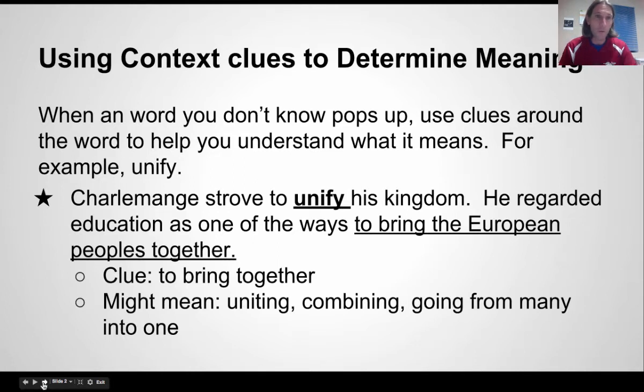So for example, unify. In the sentence, Charlemagne strove to unify his kingdom. He regarded education as one of the ways to bring the European peoples together. So the clue here is bring European peoples together. And so we start to figure out that maybe it means uniting, combining, going from many into one.